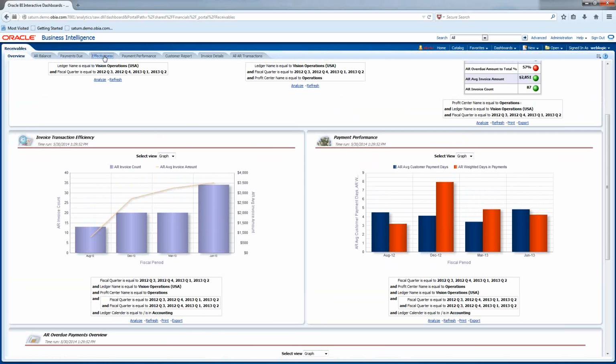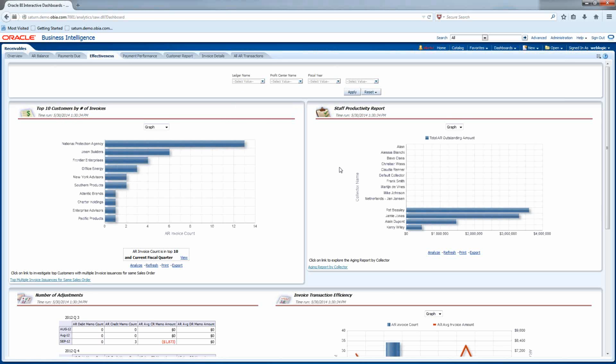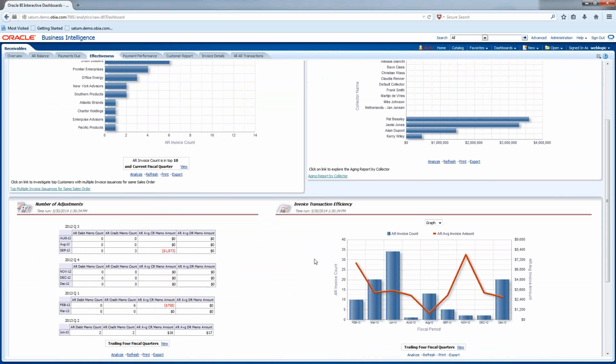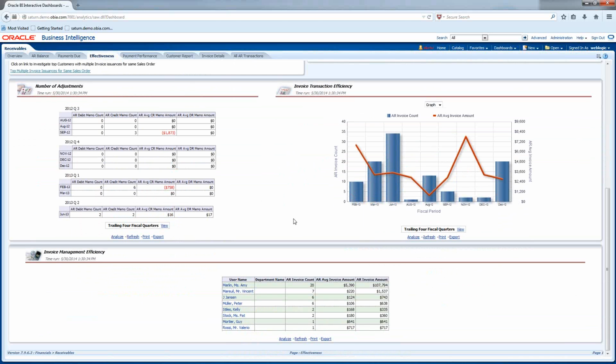We can go across and look at the effectiveness of our receivables. And this is, again, remember, coming right out of our table. Looking from left to right, top 10 customers by invoice. This is their performance as far as collecting. And this is our staff. This is how effective our accounts receivable staff is at collecting outstanding receivables. Carries a rock star here. Looking down, we can go to the number of adjustments made as well as invoice transaction efficiency. The bottom is invoice management efficiency total.